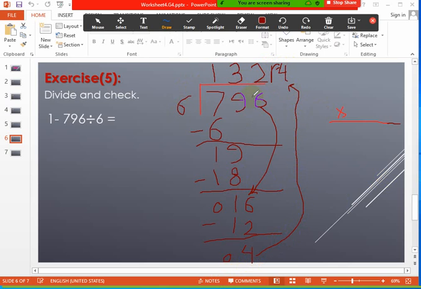If I want to check if my answer, or the quotient, is correct or not, what do I have to do? As I said, when you have a quotient, you have to multiply it with the divisor. Multiply the quotient, which is 132, by the divisor 6. Let's multiply it quickly. 6 multiplied by 2 equals 12, so I will put 2 here and 1 above the 3. 6 multiplied by 3 equals 18. 18 plus 1 equals 19. So I will regroup the number 19, 9 here and 1 above the 1. 6 multiplied by 1 equals 6, plus 1 equals 7.